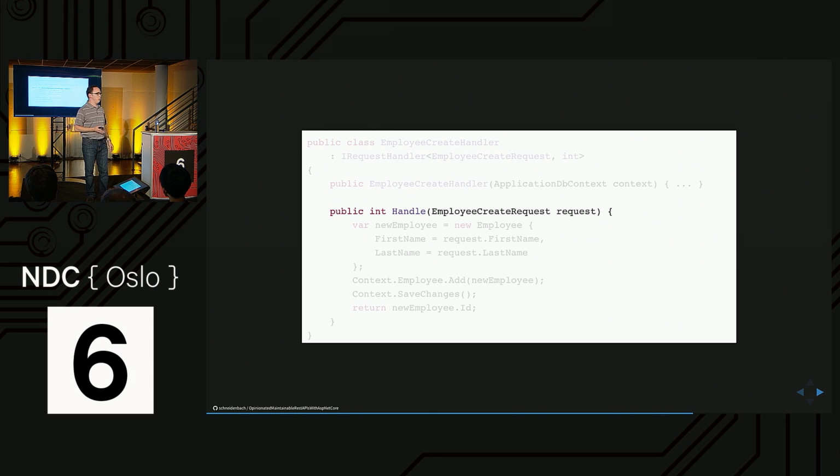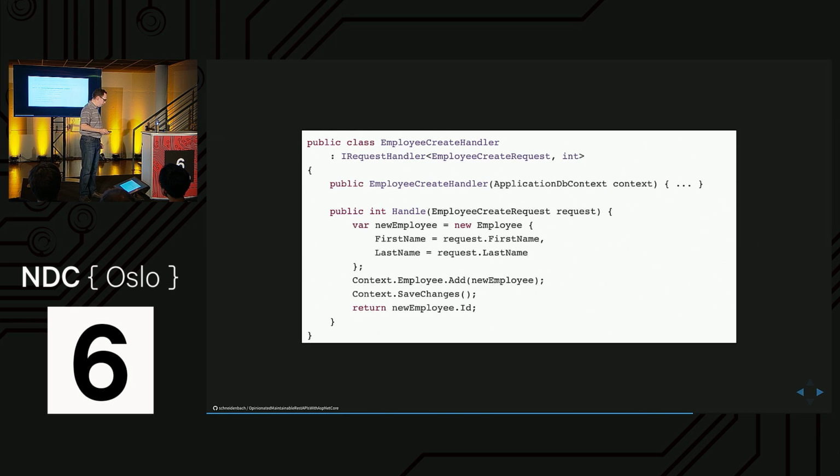Common question is, well, what about async await? There's actually an async request and async request handler. And then handle becomes a task of int. Is that what it ends up returning? Okay? So async await, totally available to Mediator as well.